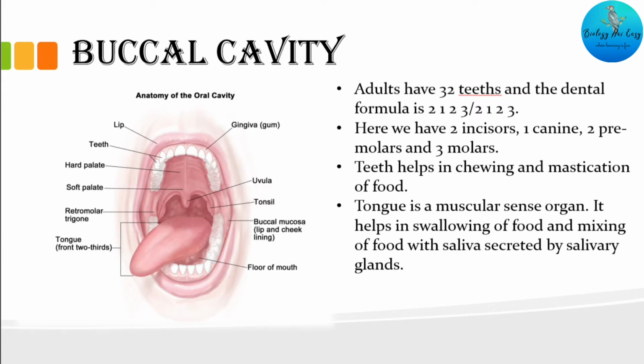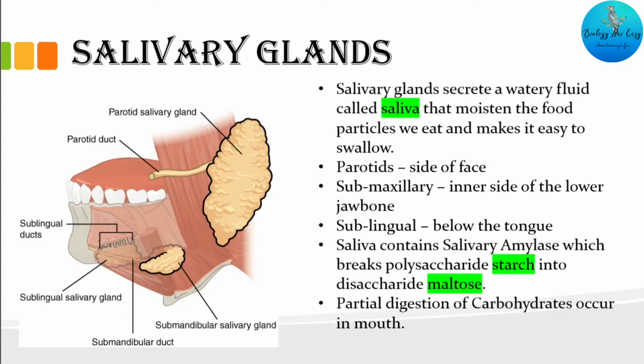In the mouth, food gets mixed up with saliva secreted by salivary glands. The salivary glands secrete the first of the digestive juices, the saliva, which is a watery fluid that moistens the food particles we eat and makes it easy to swallow. There are 3 pairs of salivary glands, namely the parotids that lie on the side of the face, submaxillary that lie on the inner side of the lower jawbone and sublingual that lie below the tongue.